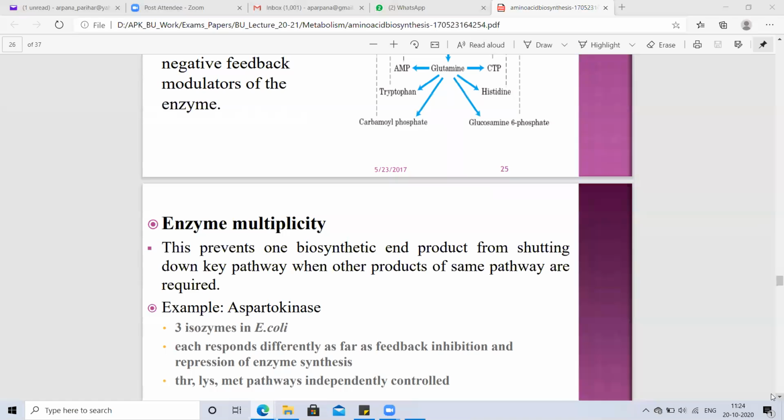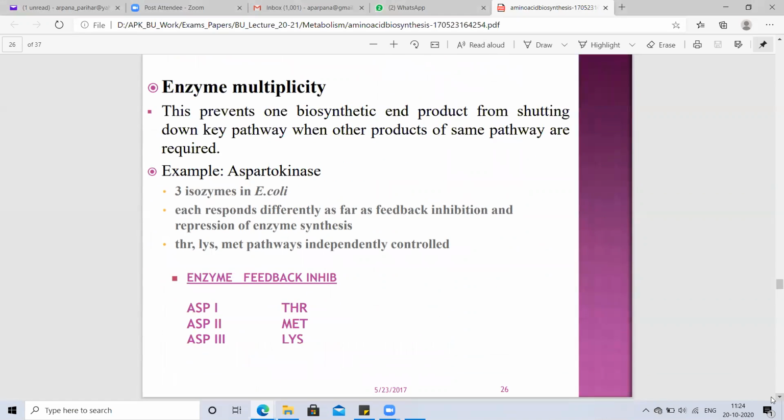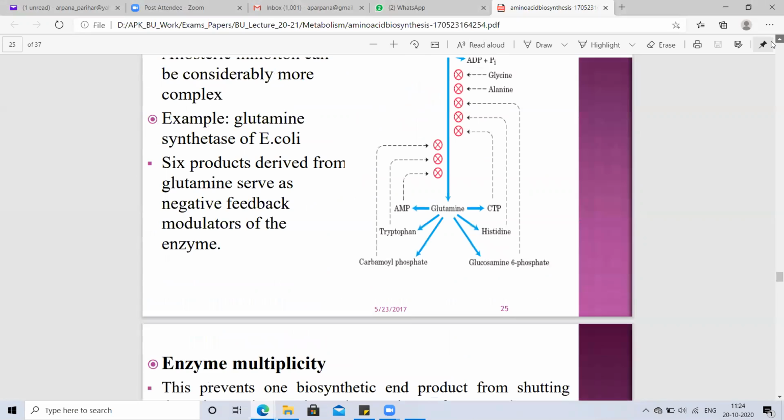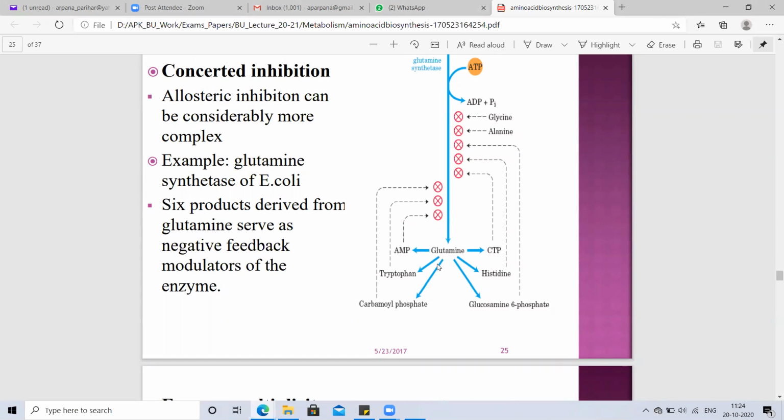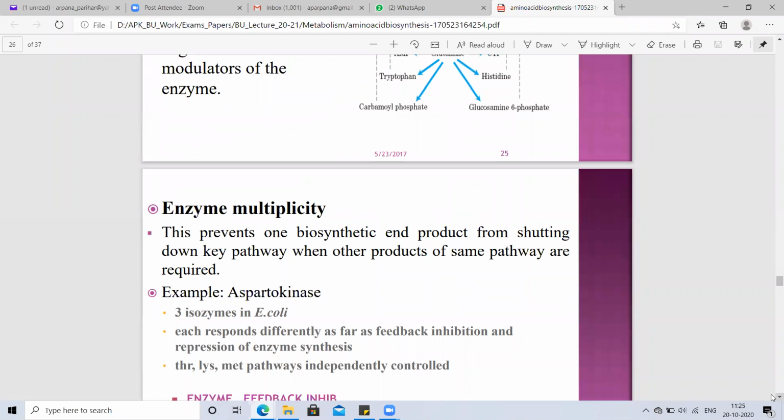Another factor one should remember is enzyme multiplicity. Enzyme multiplicity prevents one biosynthetic end product from shutting down a key pathway when other products of the same pathway are required. Glutamine synthetase is involved in the synthesis of glutamine only, but glutamine is involved in the biosynthesis of many products which are very vital and necessary for the life of an organism. If this pathway gets inhibited, then definitely the organism will die. So there are some bypass mechanisms to prevent this, known as enzyme multiplicity. That means there are alternative pathways present.